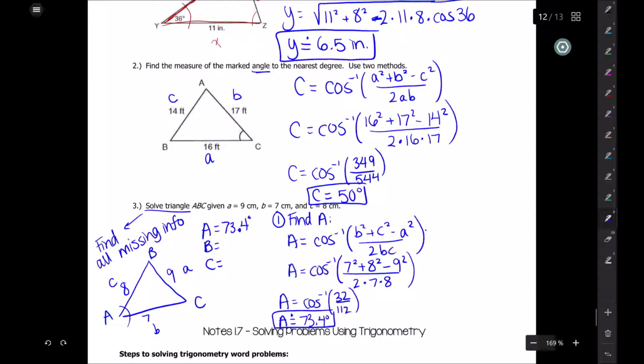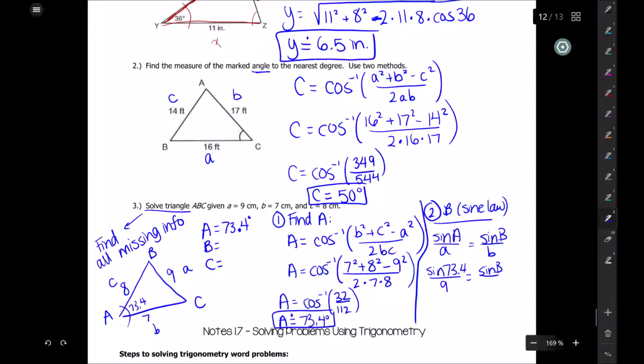Now let's go ahead and find angle B. To find angle B, we're going to use the sine law, because now we know that angle A is 73.4, so we have an angle and the side across from it. So sine of A over A equals sine of B over B. Sine of 73.4 over little a, which is 9, is equal to sine of b over little b, which we know is 7.